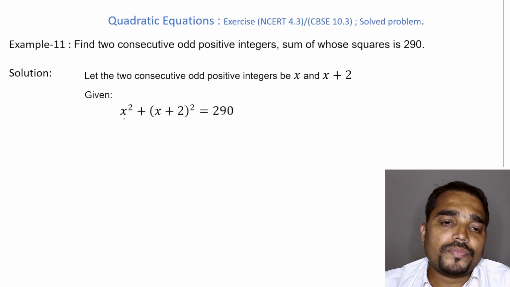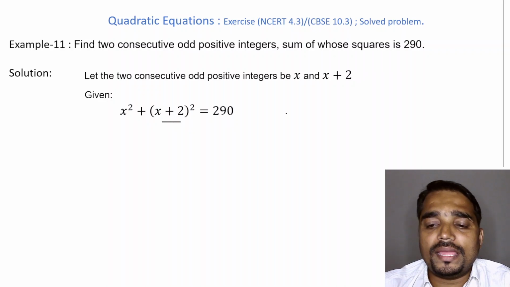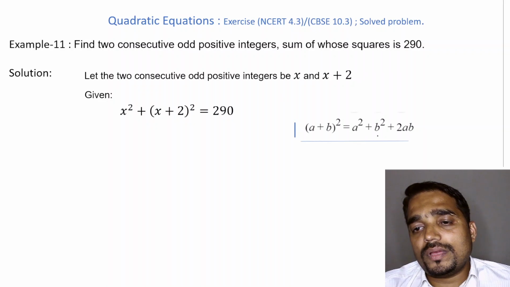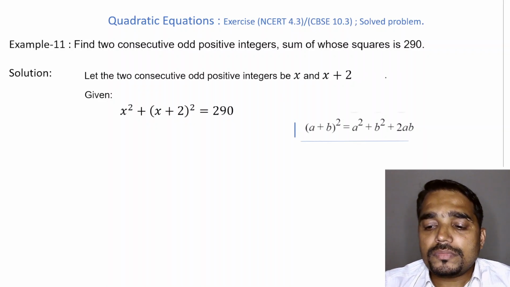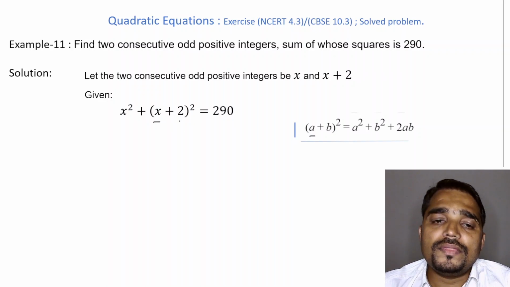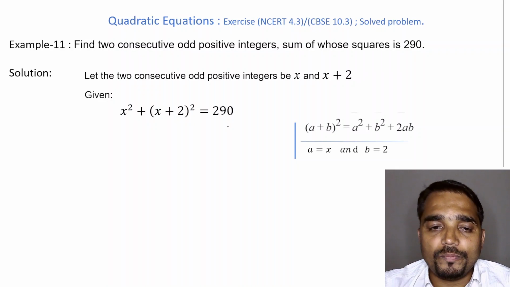Now x square plus x plus 2 whole square is equal to 290 is what we are getting. Now the second term is looking like a plus b whole square, which is equal to a square plus b square plus 2ab. So now we observe that wherever there is a in the formula, there is x in the equation, and wherever there is b in the formula, there is number 2. Therefore, let's apply the formula with a equal to x and b equal to 2.